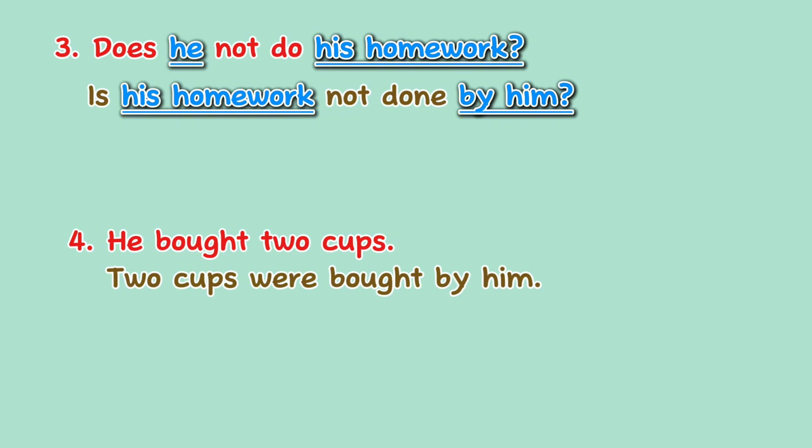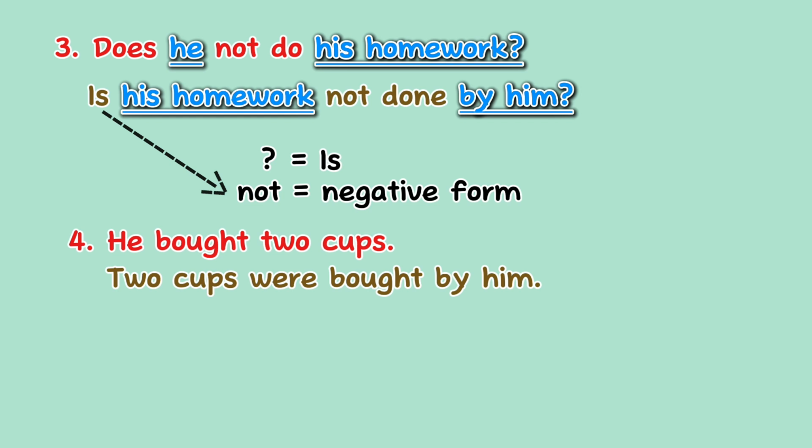The verb do is transformed into the passive form is done, and the question structure is maintained by starting with "is." The negative form "not" is kept in its place following the verb is. Thus, the passive sentence reads, "Is his homework not done by him?"